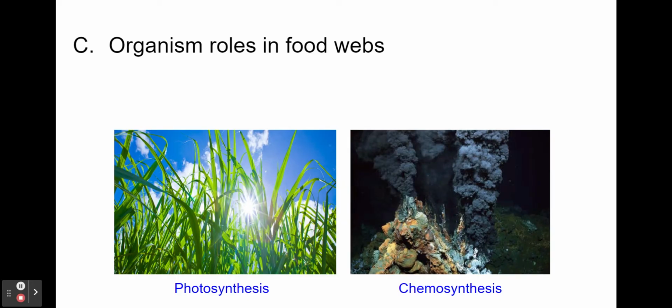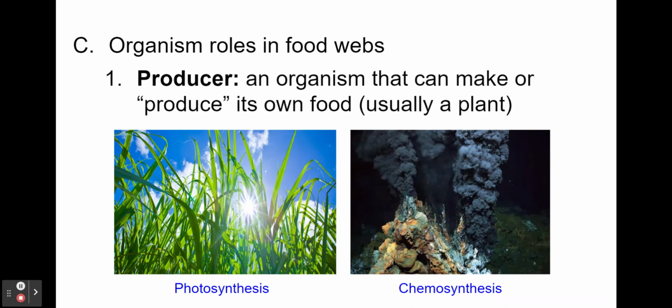Organisms' roles in food webs. Because when we look at a food web, we know that we can categorize the organisms that are there based on their role. So let's do that. Let's apply some specific vocabulary.